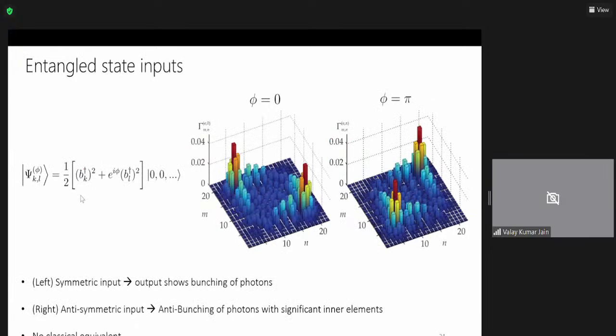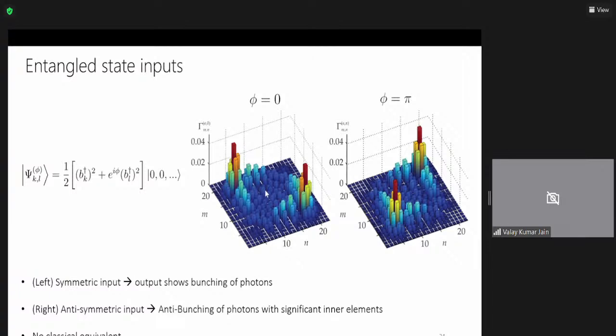If I have an entangled state input, suppose I have this particular kind of input where I can control phi, since I have control over my injected photons, I can create symmetric or anti-symmetric input states. Symmetric corresponds to phi equal to 0, anti-symmetric corresponds to phi equal to pi. When I have a symmetric input, I see bunching of photons like I saw before. But when I have an anti-symmetric input, I see anti-bunching of photons. Now both the photons are trying to exit in different directions. If one goes to the left, the other one goes to the right. And we always observe this.